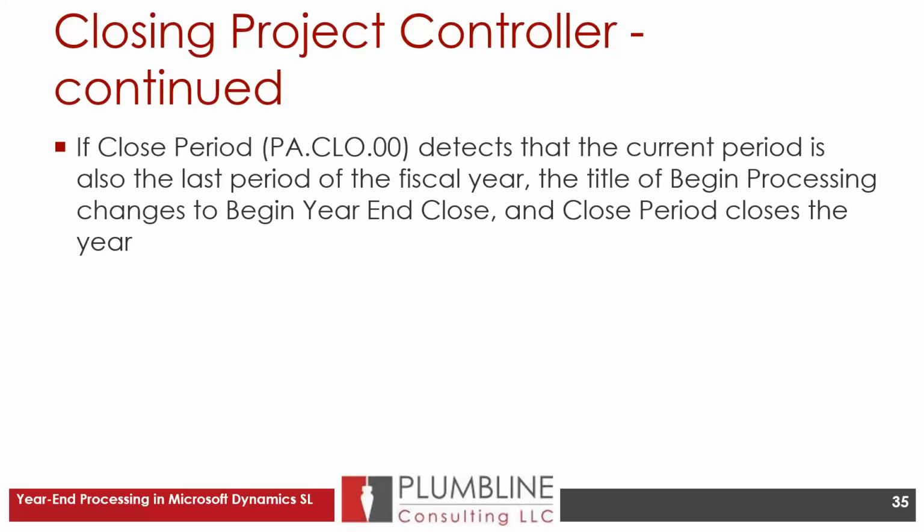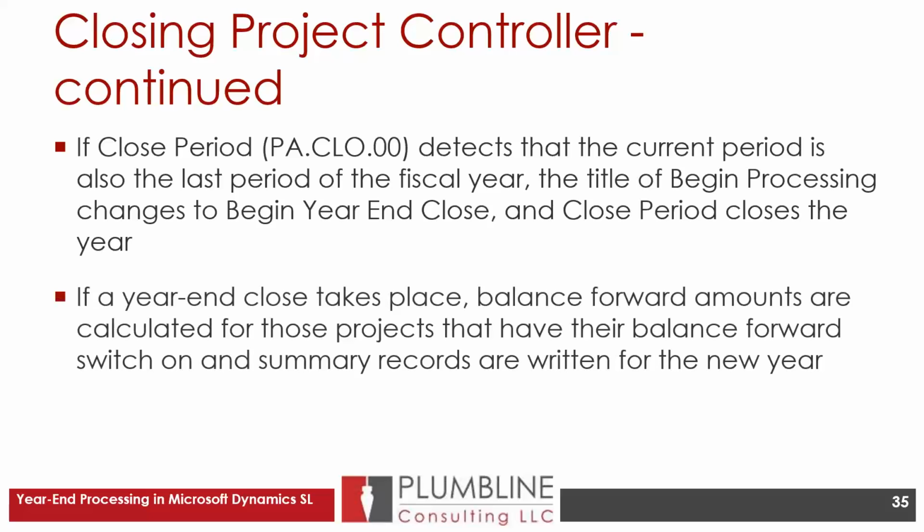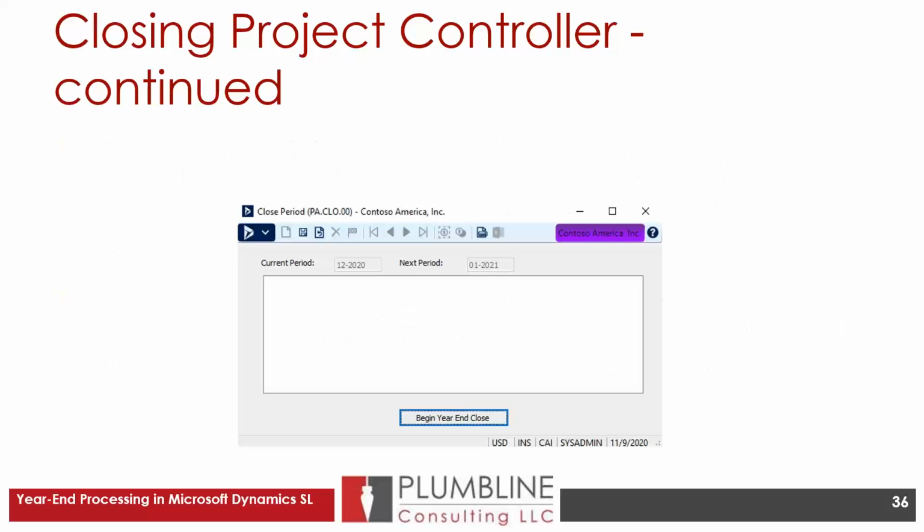If closed period detects that the current period is the last period of the fiscal year, the title of the begin processing changes to begin year close, and the closed period will close the year. If a year-end close takes place, the balance forward amounts are calculated for the projects that have balance forward switched on, and the summary records are written for the new year. And this is where you'll see the begin year-end close.